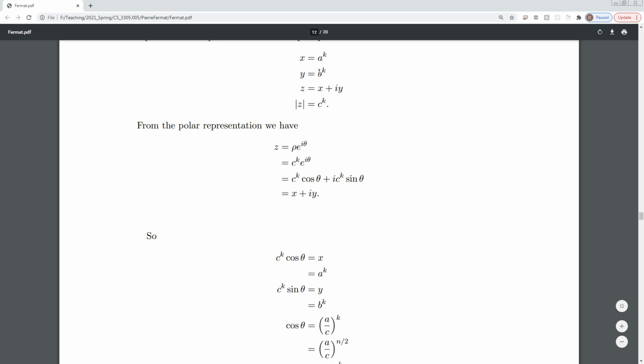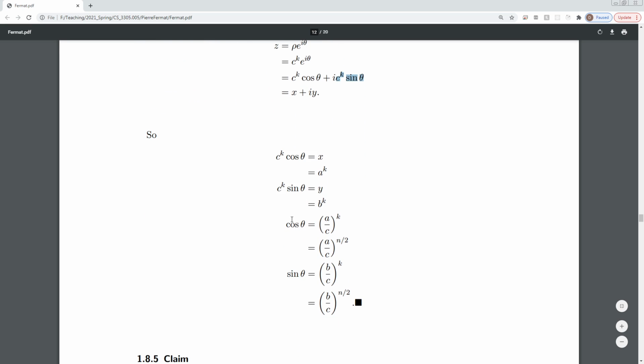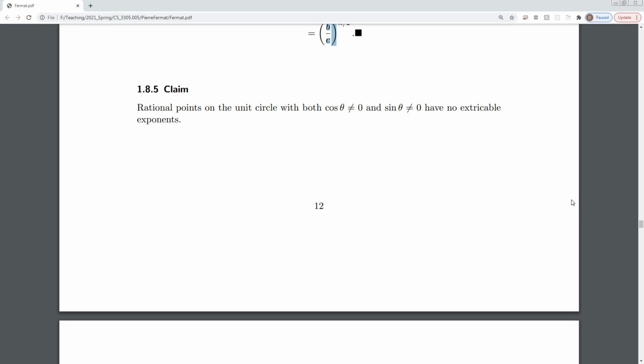Y, which is equal to b to the k, is also equal to c to the k sine of theta. And then just moving everything to the right, we have cosine of theta is a to the k over c to the k, or alternatively (a over c) to the n over 2. Likewise for sine, b to the k over c to the k, and that's equal to (b over c) to the n over 2. Okay, so we have points on the circle.